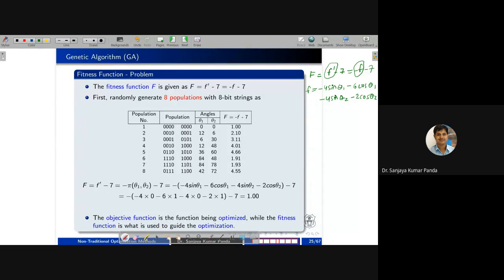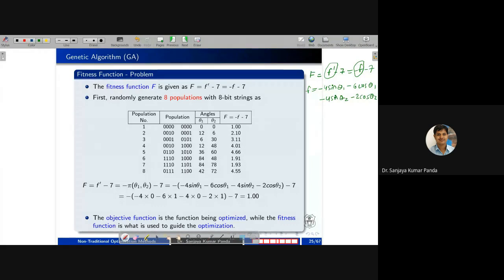Any question? Anyone? Sir, what is the logic of taking the fitness function as minus 7 extra than the objective function? No, I have randomly taken it, madam. There is no answer to your question. I have randomly chosen this as minus f minus 7. There is no logic behind it. It is just to tell you how we solve a particular problem using a genetic algorithm. Okay, thank you, sir.